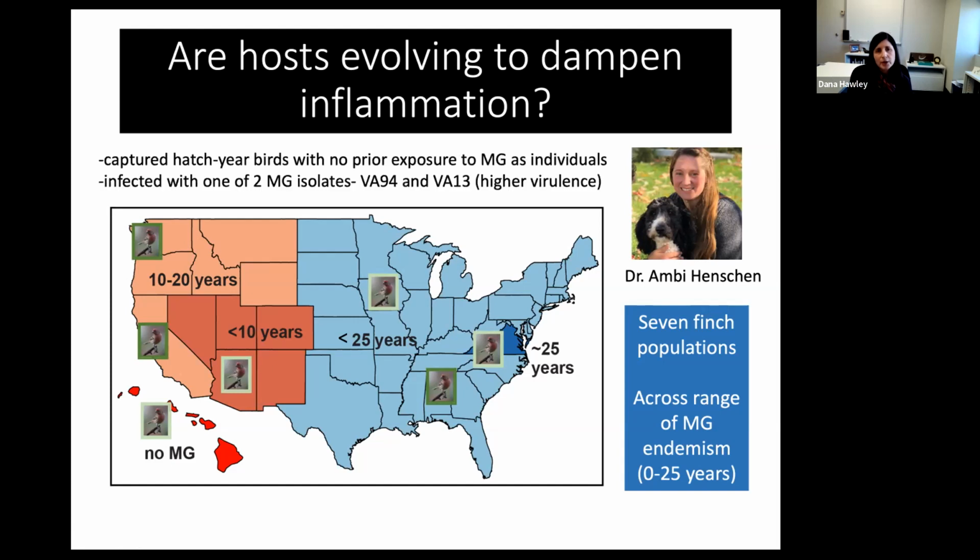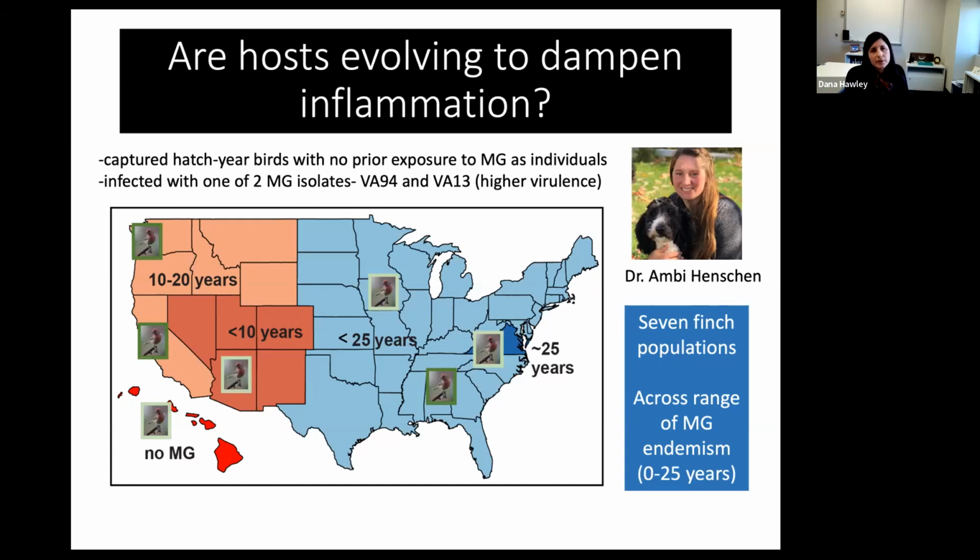So an important thing to note here is that the best we can really do in a common garden sense is catch these birds as early as possible in their lifespan. So we cannot breed these birds in captivity, but we catch birds that are within a few months of hatching, and we use antibody assays to make sure that these birds as individuals had no prior exposure to MG. So even though they come from populations that vary in their population level exposure, all of the individuals in our study had no prior exposure.